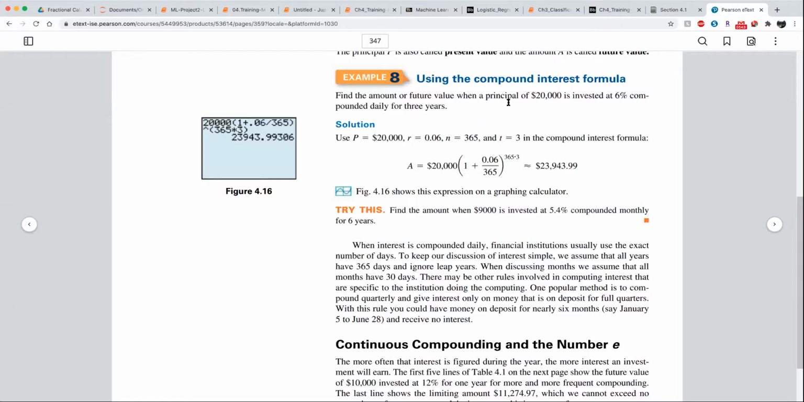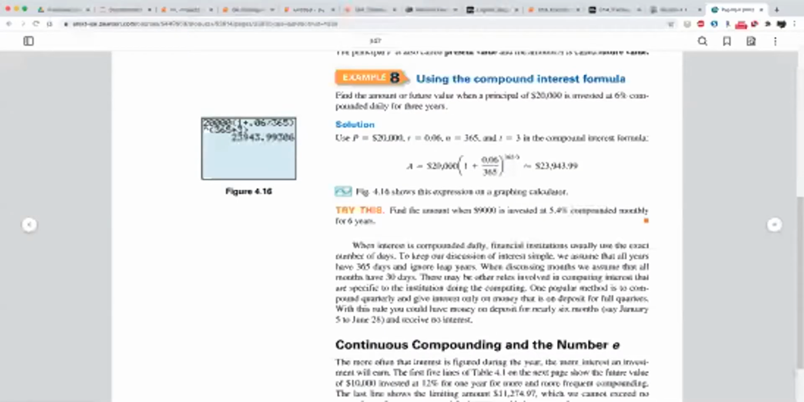And then principal P is $20,000, and the rate is 6%. Converting to a number, it's going to be 0.06. And for 3 years, it means that t equals 3, because t is the number of years.